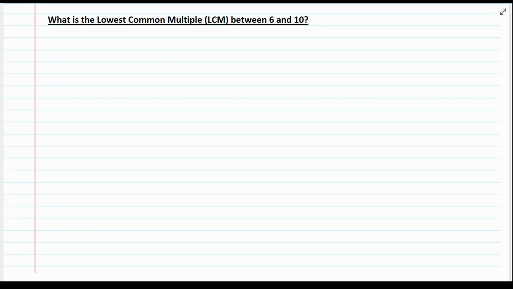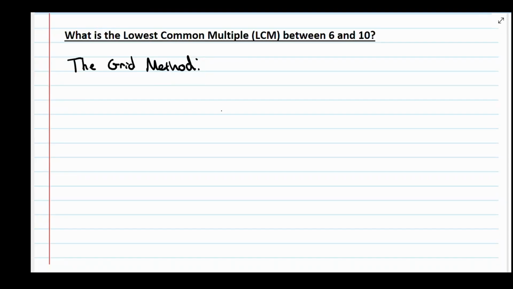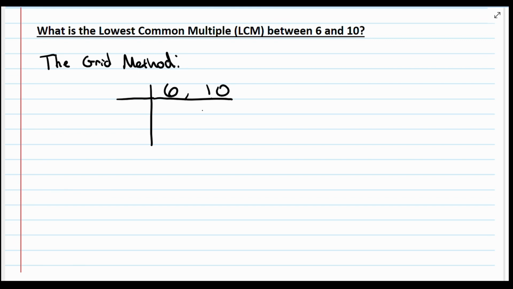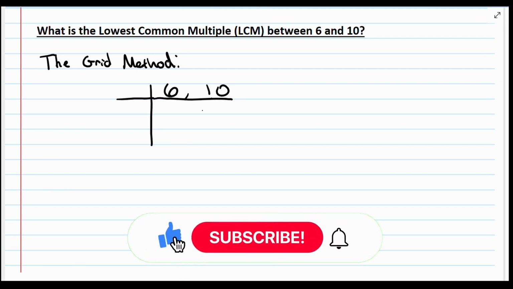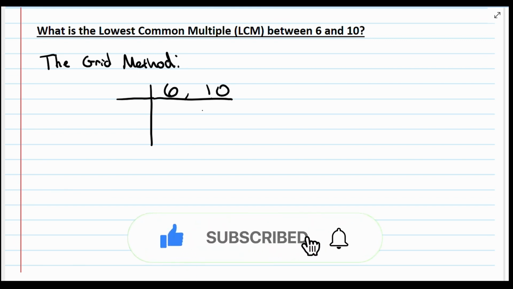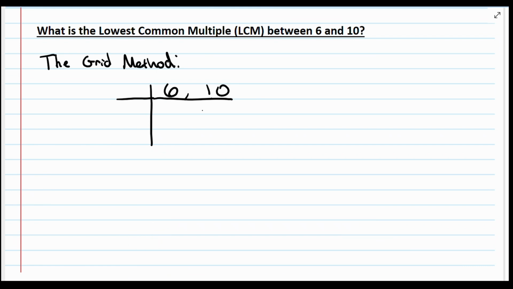What is the lowest common multiple, or the LCM, between 6 and 10? The method that I prefer to use is called the grid method, in which we start off by drawing two lines in the shape of a cross, and on the top right side we write the numbers 6 and 10 respectively, or any numbers you are looking for the lowest common multiple of. Put them next to each other on the top right-hand side, leaving space on the top left side and on the left side in general to write any of the numbers as well.